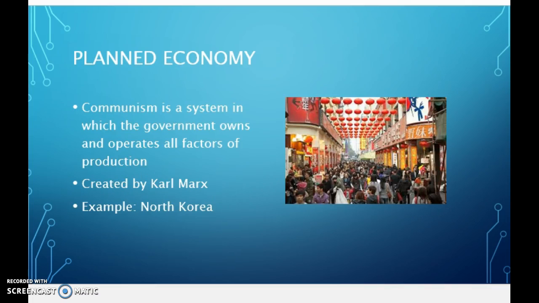There are two types of planned economies, communism and socialism. As the text authors write, socialism is a partially planned system, so it will be discussed with the mixed market economies.